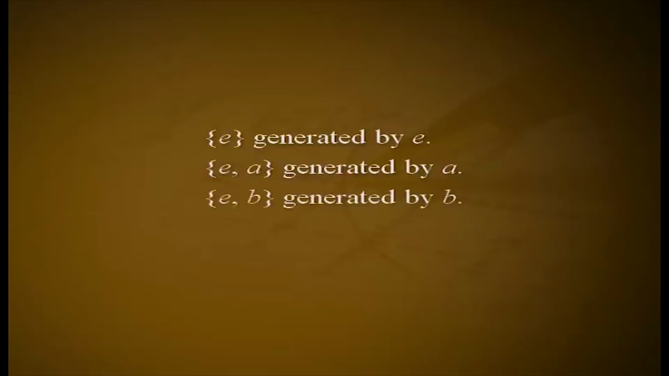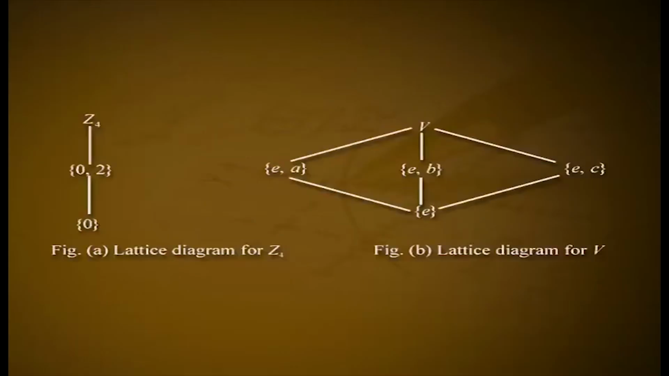Example 3. Discuss all the cyclic subgroups of the Klein 4 group V. Solution. The cyclic subgroups of V are the set {e} generated by e, the set {e, a} generated by a, the set {e, b} generated by b, and the set {e, c} generated by c. The lattice diagrams given below indicate the subgroups of the groups Z4 and V.